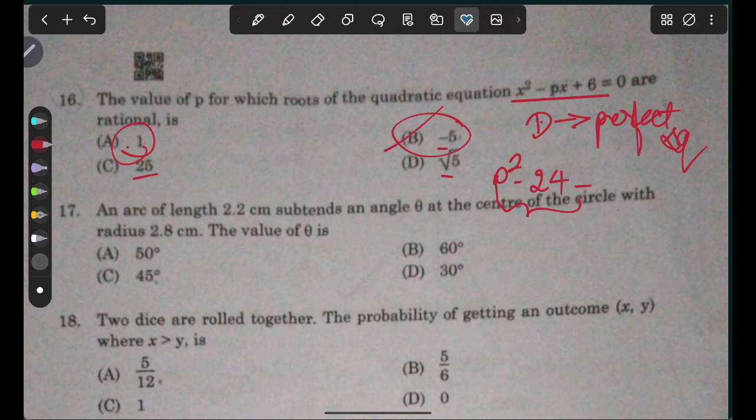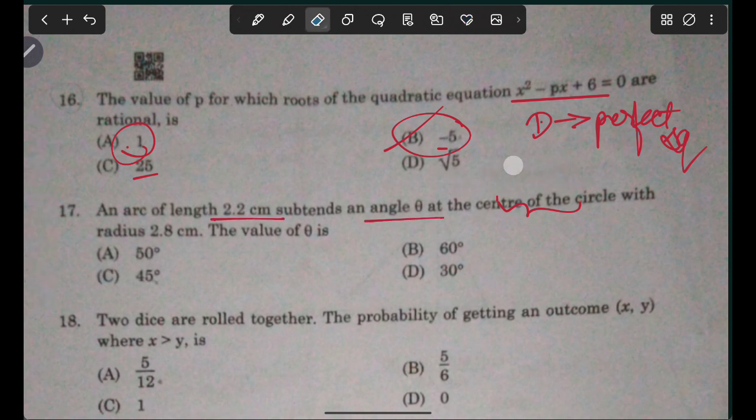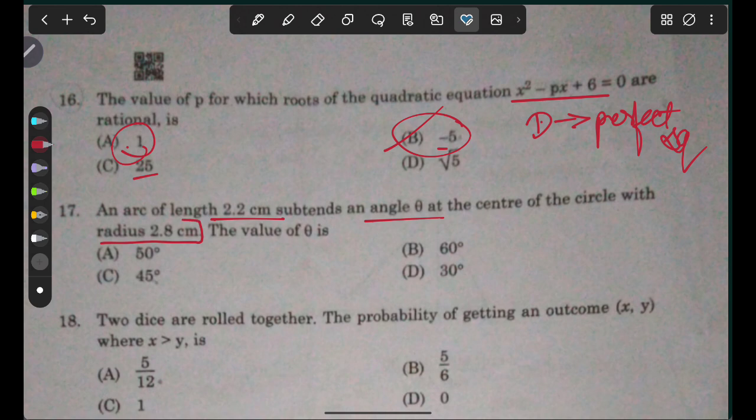Now the next question is, an arc of length 2.2 centimeter subtends an angle theta at the center of the circle with radius as 2.8 centimeter. So we are given the radius, then the value of theta is going to be what? The value of theta we need to find.